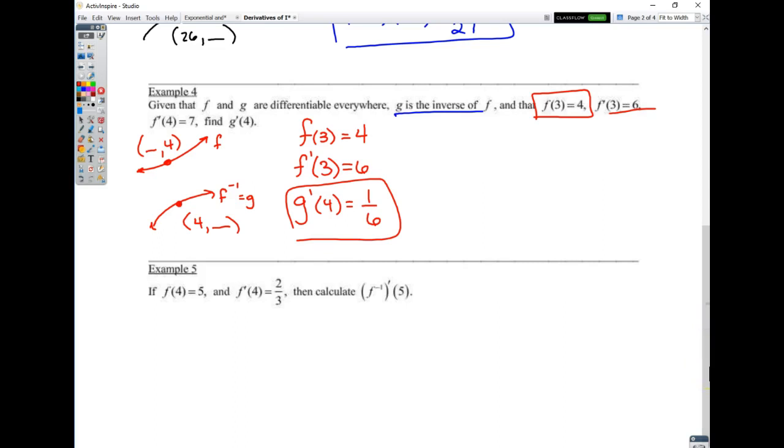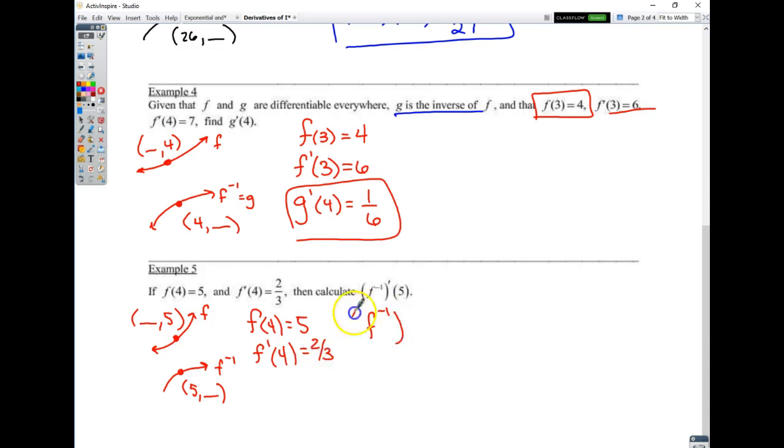Closing it out, same exact thing can happen in this problem. If f of 4 equals 5 and f prime of 4 is 2/3, find the inverse here. Again, I'm going to look. I have f inverse. I'm trying to find the point 5 comma something, which is the point something comma 5. Well, f of 4 is 5, and f prime of 4 is 2/3. If f prime of 4 is 2/3, then the inverse derivative at 5 is the reciprocal of the derivative at the point that correlates with it, in this case, 3/2.